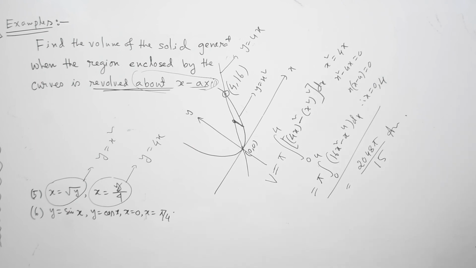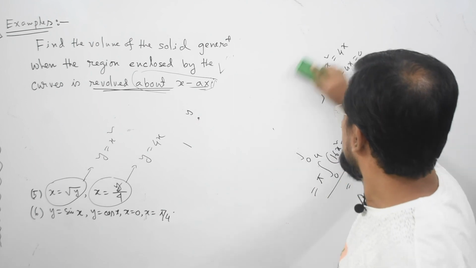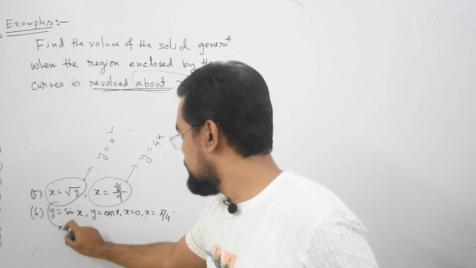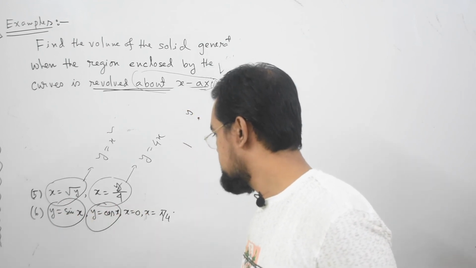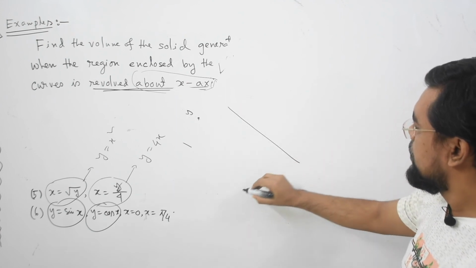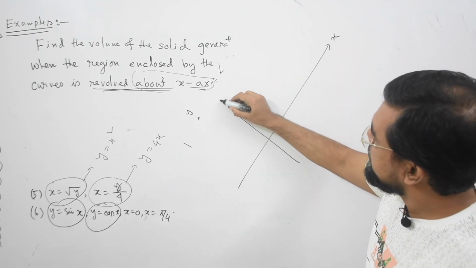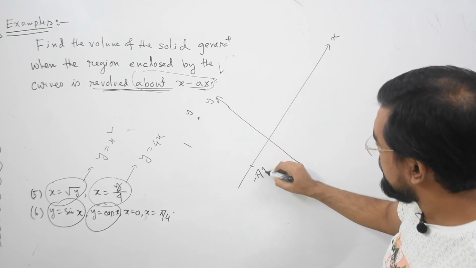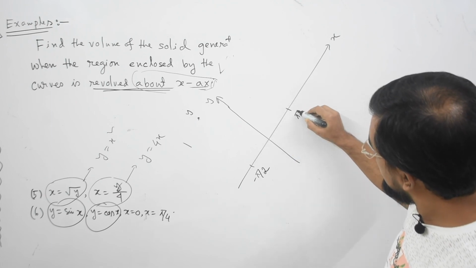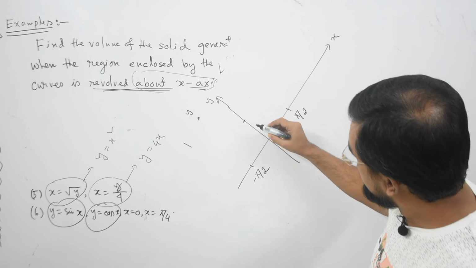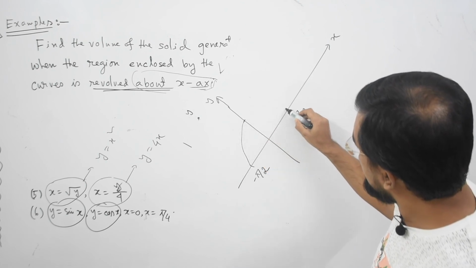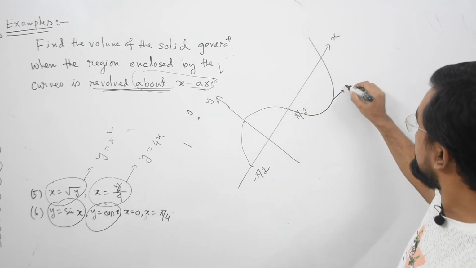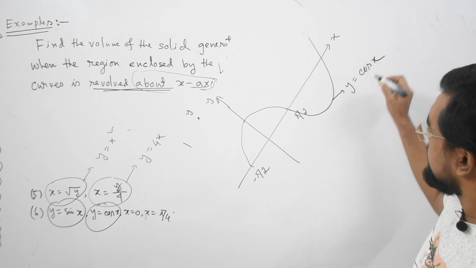And now let us solve example 6, and here we have again two graphs, y equal to sin x and y equal to cos x. So it's a trigonometric function, and we can easily sketch y equal to cos x, and we know the range of cos x is 1. So this is the graph y equal to cosine of x.